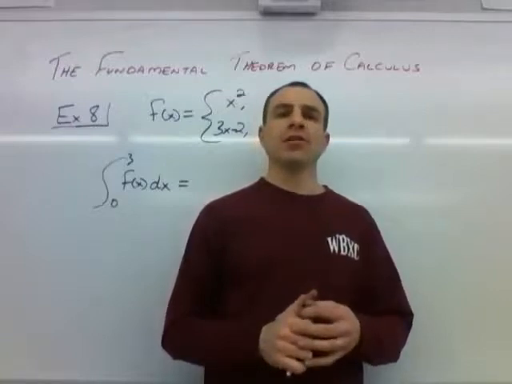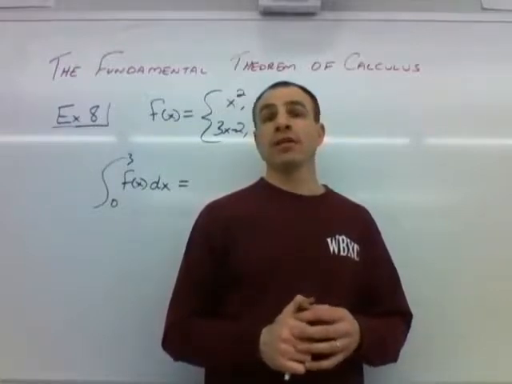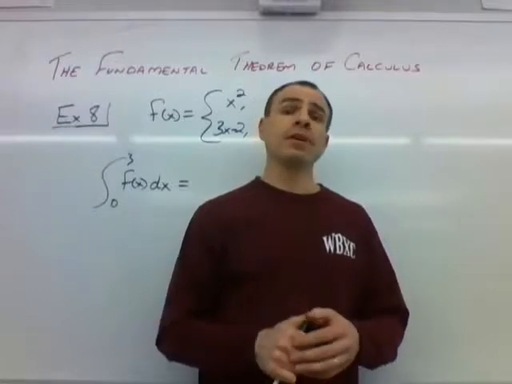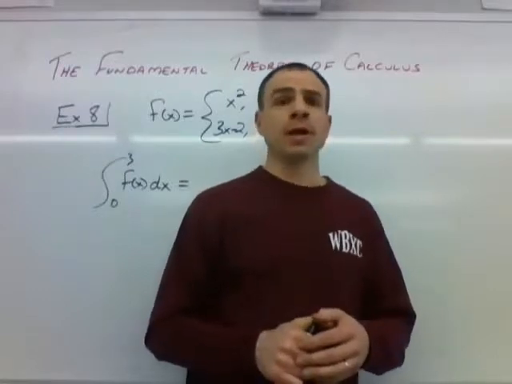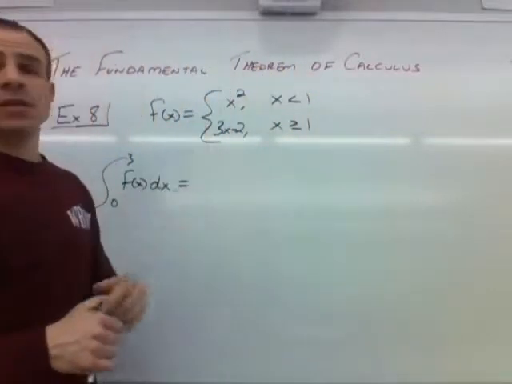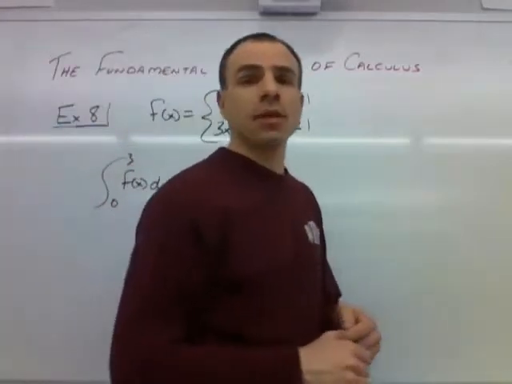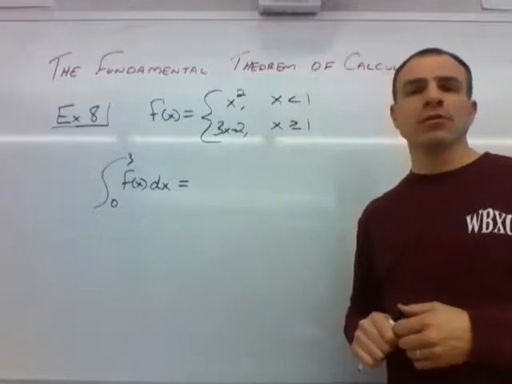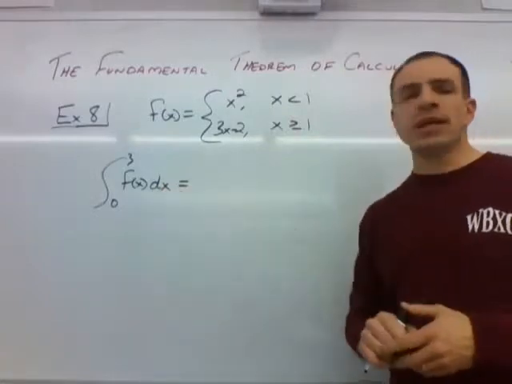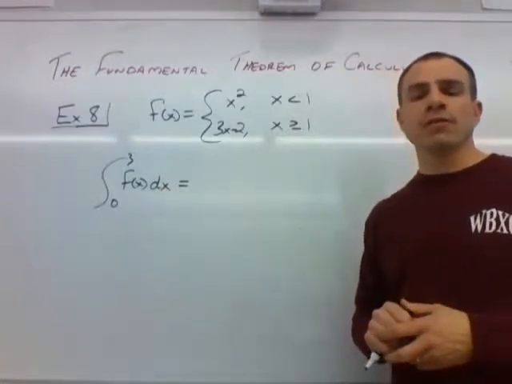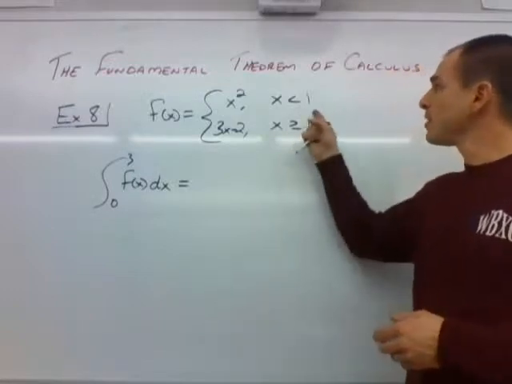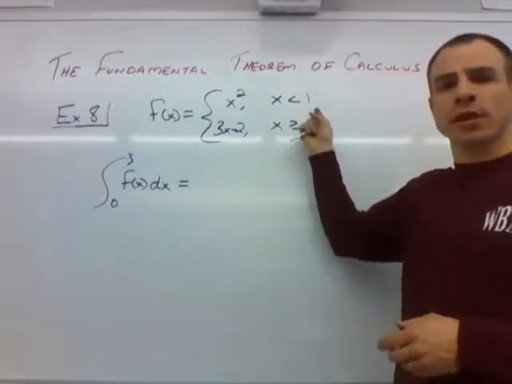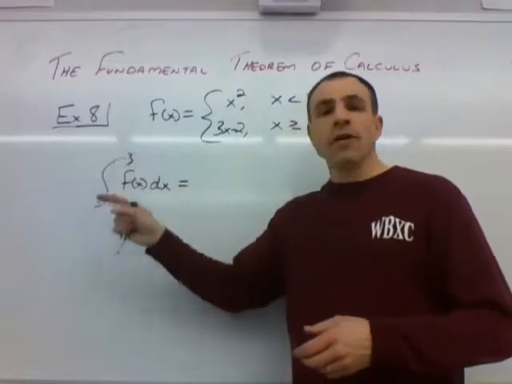Example 8 sees another wrinkle that the AP writers like to place on the exam. What if we have a piecewise defined function? Our function f of x is x squared if x is less than 1, and it's 3x minus 2 if x is greater than or equal to 1, and we're looking to calculate the integral from 0 to 3 of the function. Well, the problem is that our function changes formulas right in the middle of our interval.